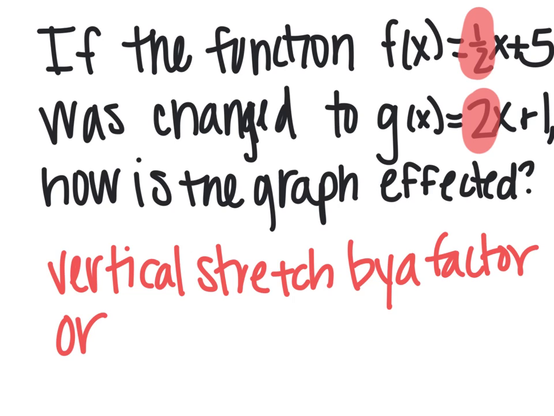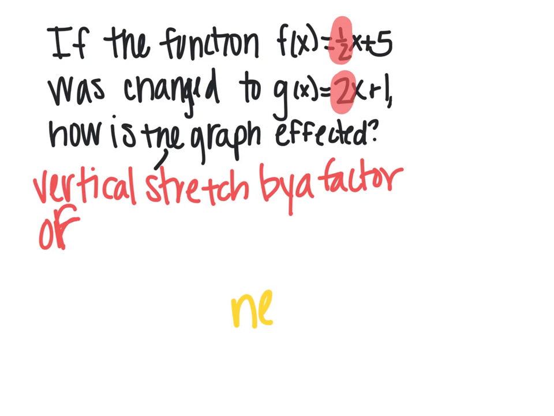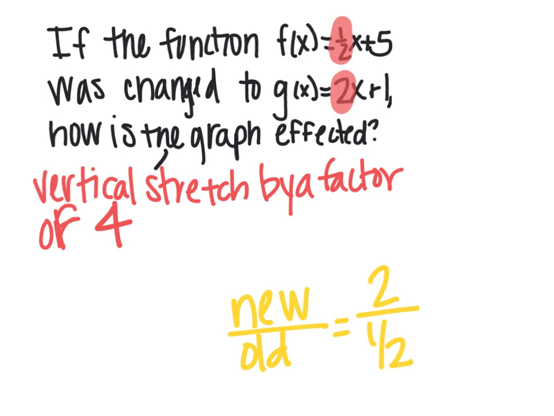In order to figure out the factor that it was stretched by, we always take the new and divide it by the old. So my new slope was 2, my old slope was 1/2. If I divide 2 by 1/2, what that's asking is how many times does 1/2 go into 2, or how many halves are there in 2? Or you can think of it as how many 50 cents are there in $2. And that works out to be 4. So this is a vertical stretch by a factor of 4.